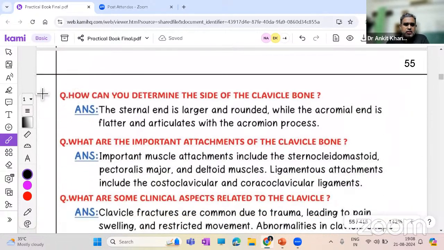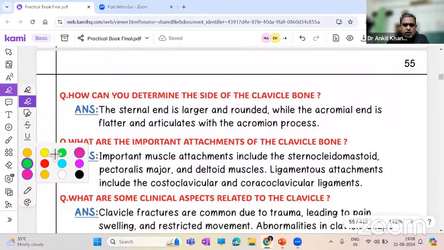How can you determine the side? Let me just highlight the question first of all. How can you determine the side of the clavicle? Because the name we have already seen, then the side, then how. Then important attachments, a few attachments that you should know. And finally, clinical aspects. As I always say, clinical aspects are not the backbone, but the final result of whatever you are reading, the knowledge. So it comes as a question.